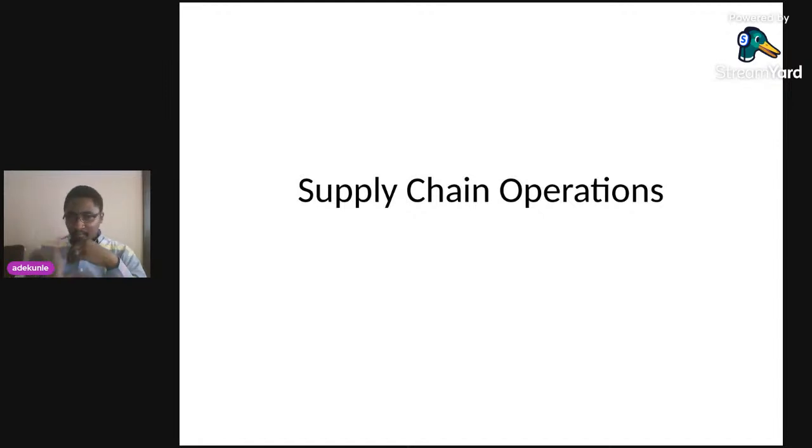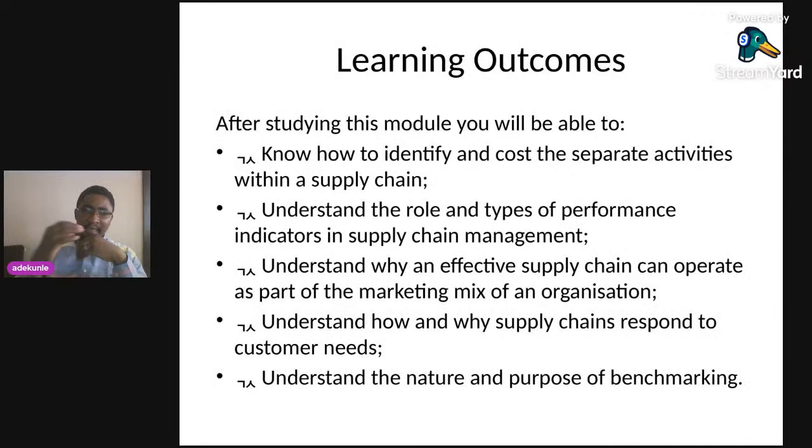So what we are saying is that at the end of this course, we should be able to identify and cost separate activities within the supply chain. We should be able to understand the role and types of performance indicators within the supply chain, and also understand how an effective supply chain can operate as part of a marketing mix. We also look at understanding how supply chain can respond to different customer needs, and the nature and purpose of benchmarking.